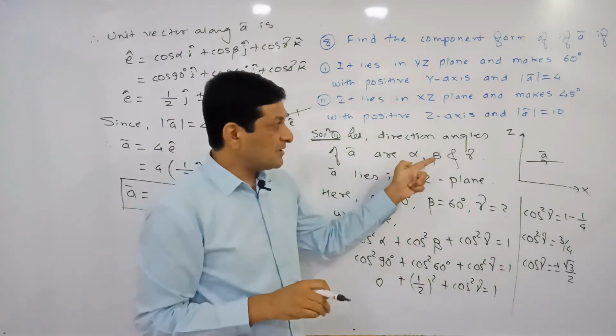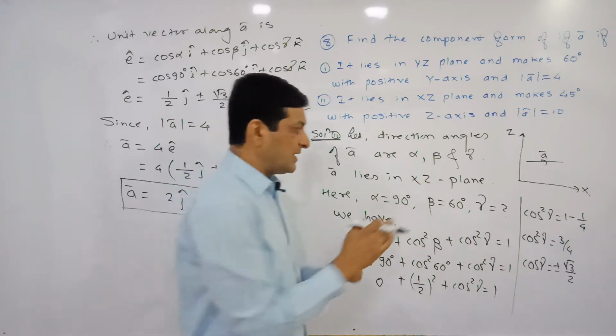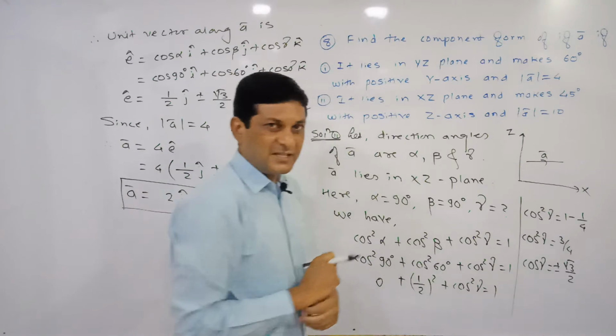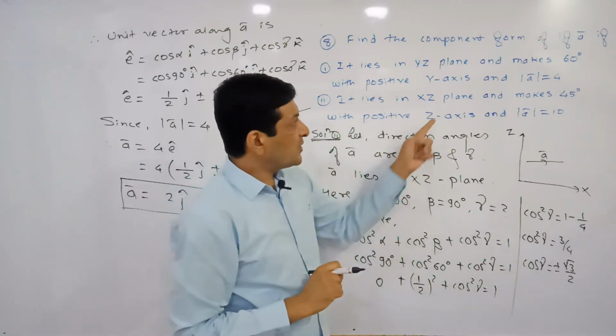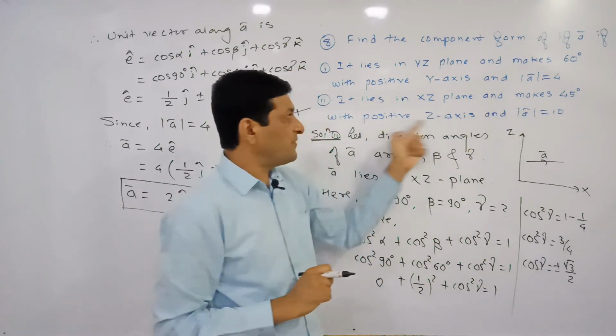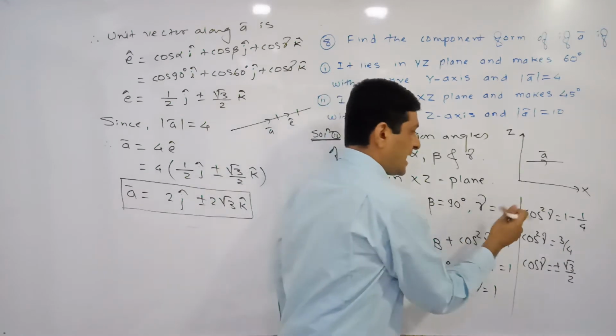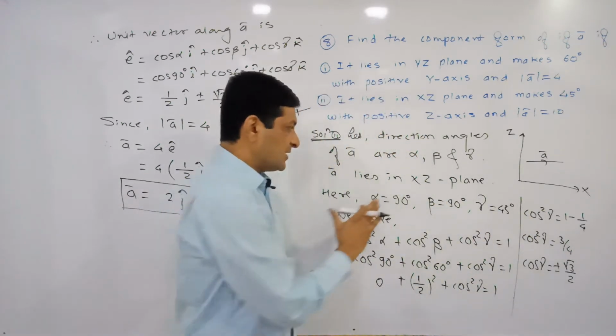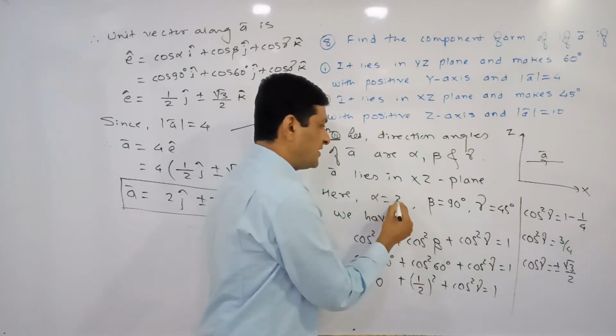Angle made with Y axis is denoted by beta, so that's why here we can say that beta is equal to how much? 90 degrees. And what is the given condition? Makes angle 45 degrees with Z axis, means gamma is given to us because gamma is angle made with Z axis. So here alpha is not given to us.